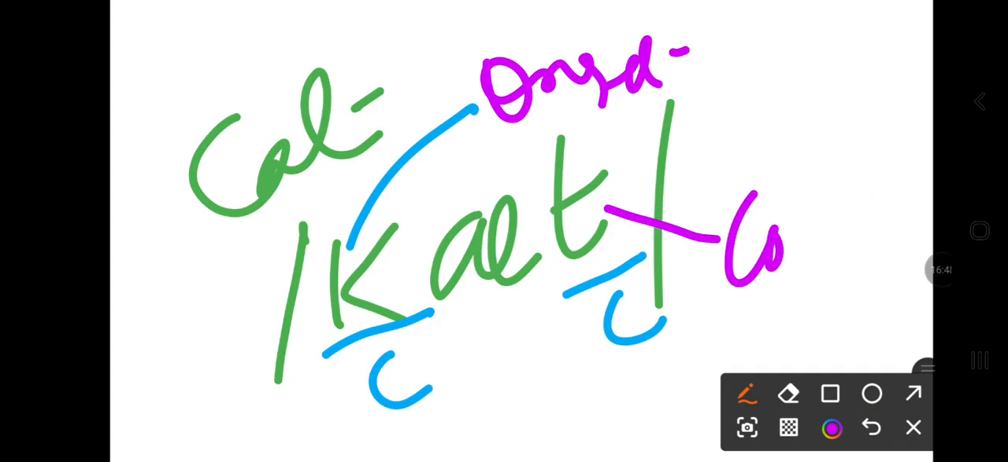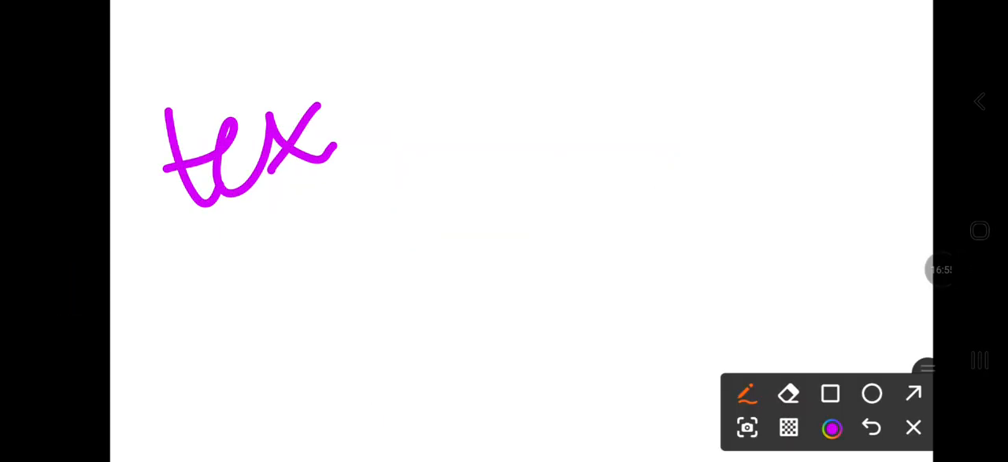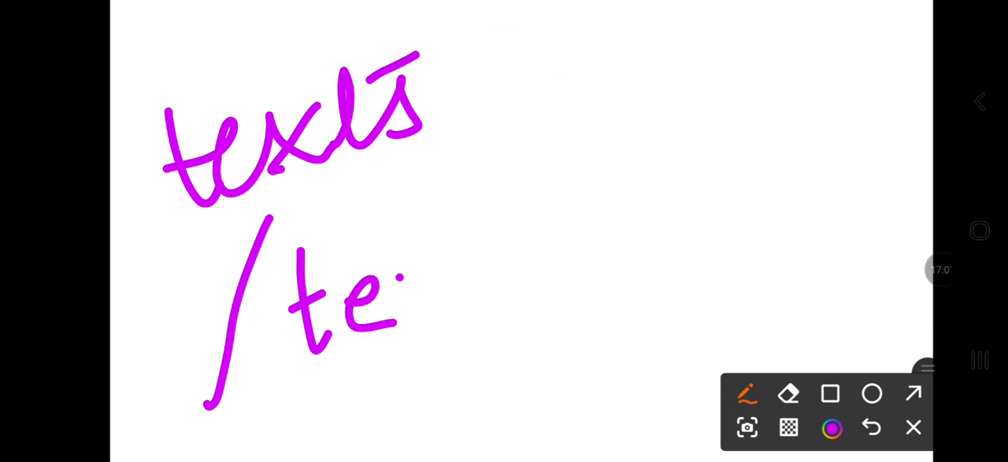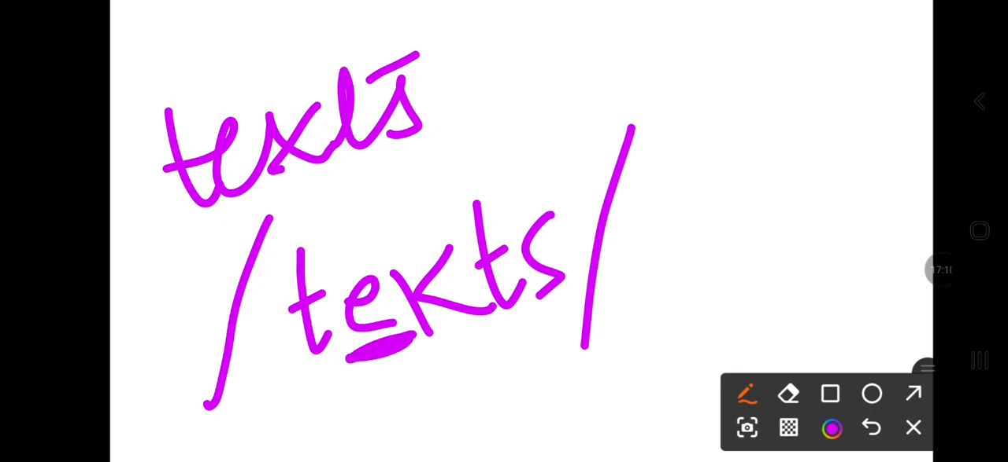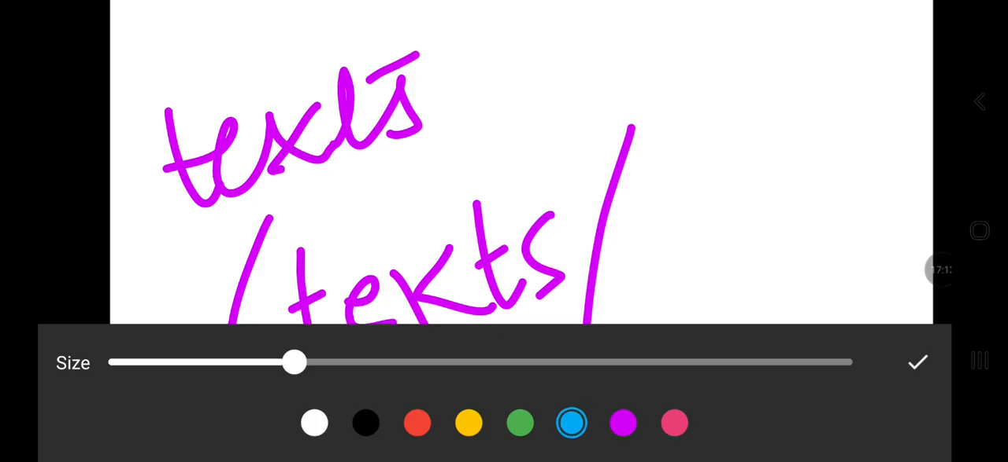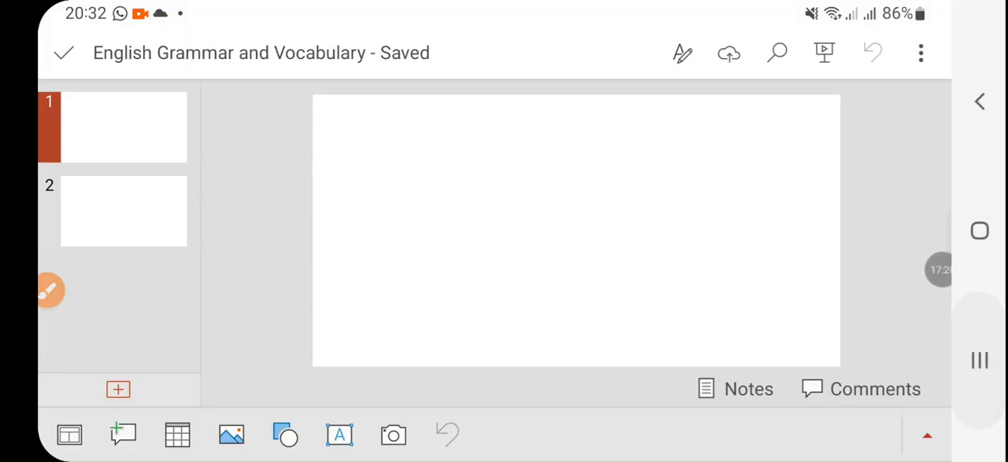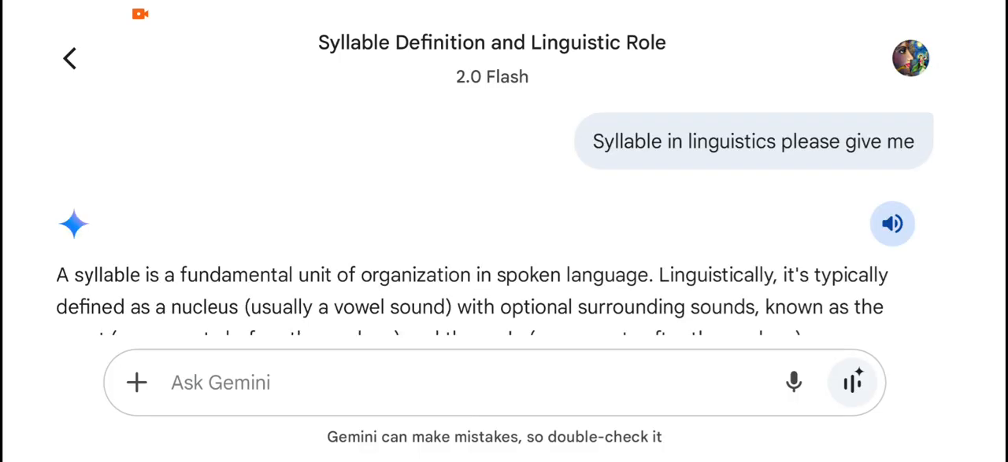Another example they have given is text, right? So the phonetic transcription of text is text. So here this is the vowel, right? And vowel is what? This is nucleus, and these consonants are called onset. Okay, so that is there. Now they are giving the same example.